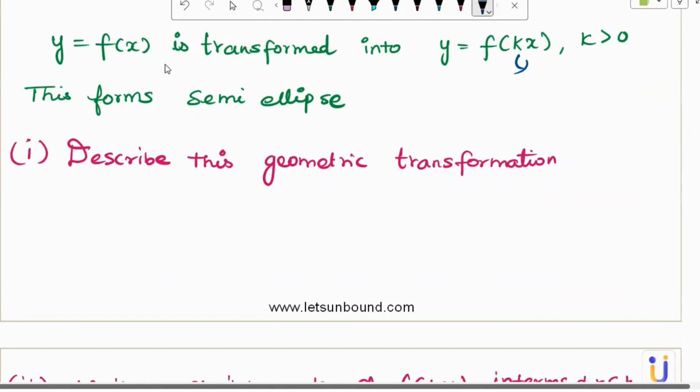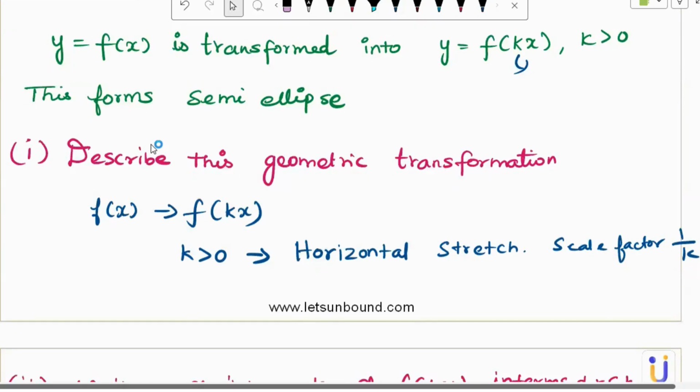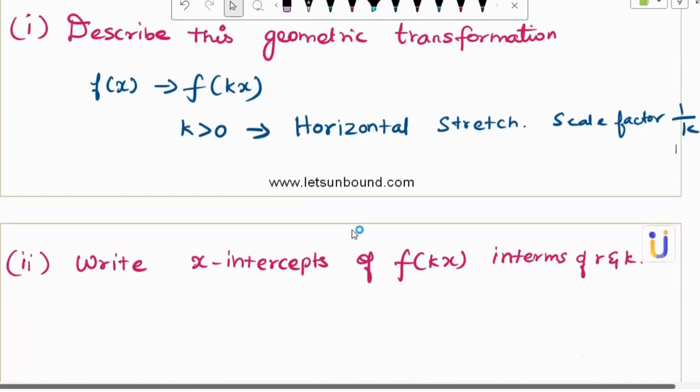So we know that when the k is greater than 0, the transformation is f of x to f of kx. And if your k is greater than 0, we can say it's horizontal. Whatever is inside, it's horizontal. And multiplication means stretch or shrink. If you mention stretch, the scale factor is going to be the reverse of it, 1 by k, right? Or you can say horizontal compression with scale factor k. So this is fine. Stretch is the most commonly used word. We can go with that.